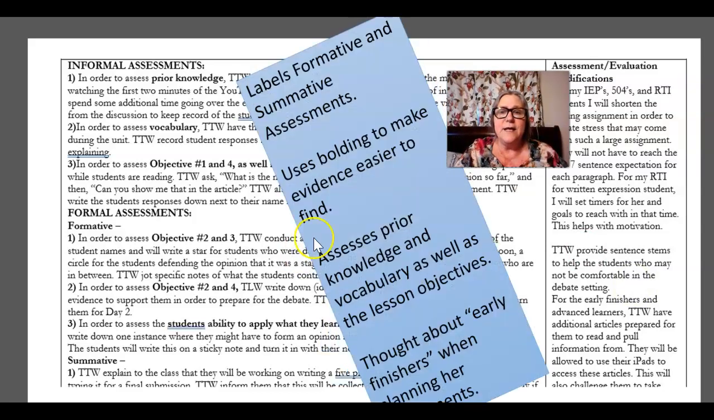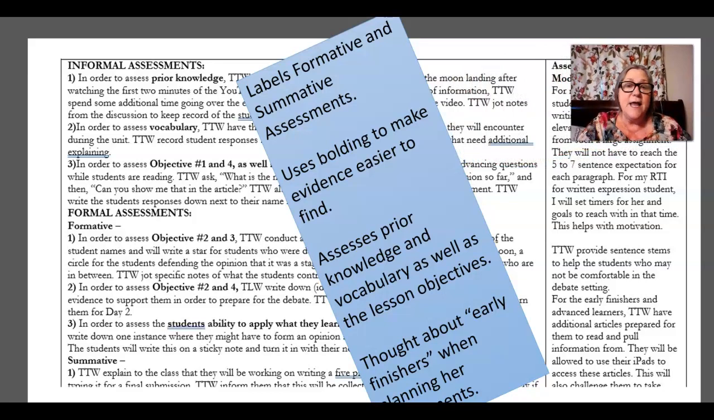So basically, you want to make sure that you label for formative and summative assessments, even though we don't do it up here. You do want to do it down here. And remember, of course, that the summatives don't happen in every lesson, but you should be thinking about what's coming up. Use bolding to make the evidence easier to find. Think about other things that you could assess besides the lesson objectives.